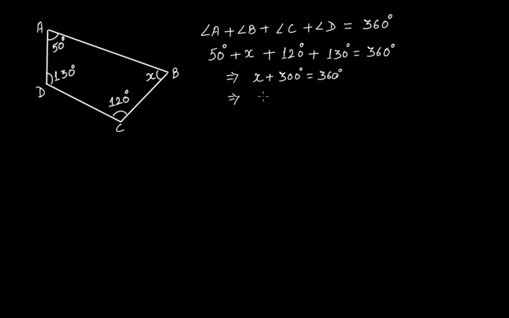and this gives you x is equal to 360 degrees minus 300 degrees. This gives you x as 60 degrees, right? If you want to cross check it, you can simply add them. So this is 60 plus 50 is 110, plus 130 is 240, and 120 is 360.